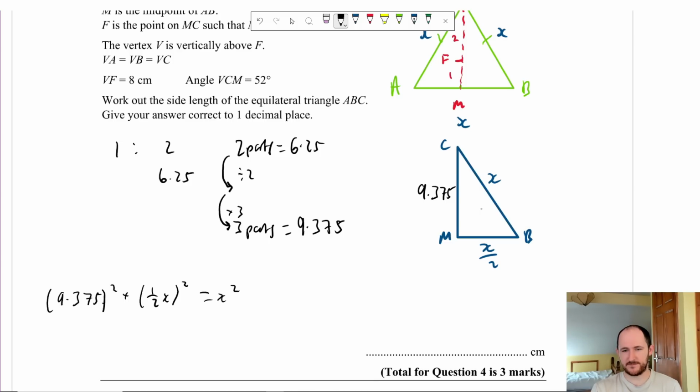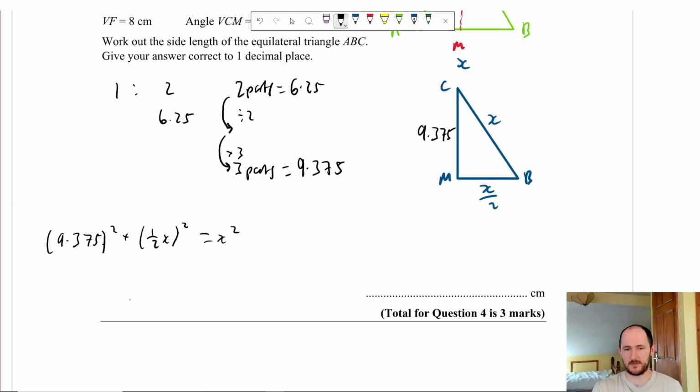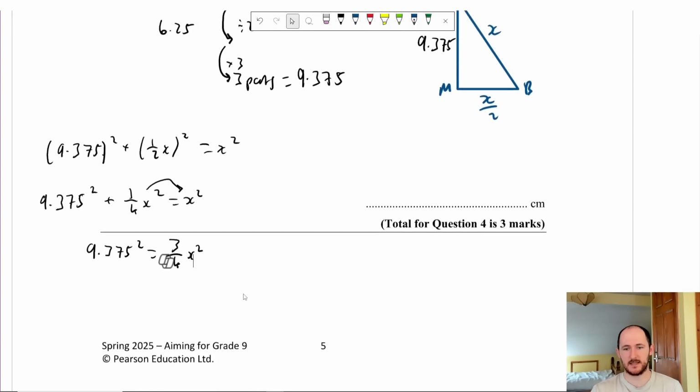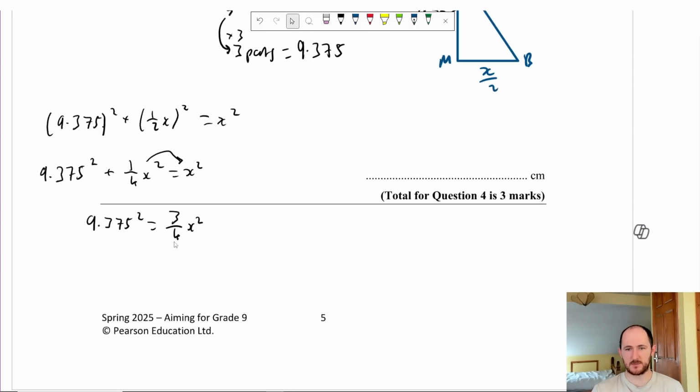Here's what I'm going to do actually. I'm going to leave this as a squared because I really can't be bothered to write out something disgustingly long. That would be a quarter x squared equals x squared. Then we're going to move this over. So 9.375 squared equals 3/4 x squared. Why? Because it's x squared minus quarter x squared. Then all we're going to do is times both sides by 4, divide by 3, and square root.